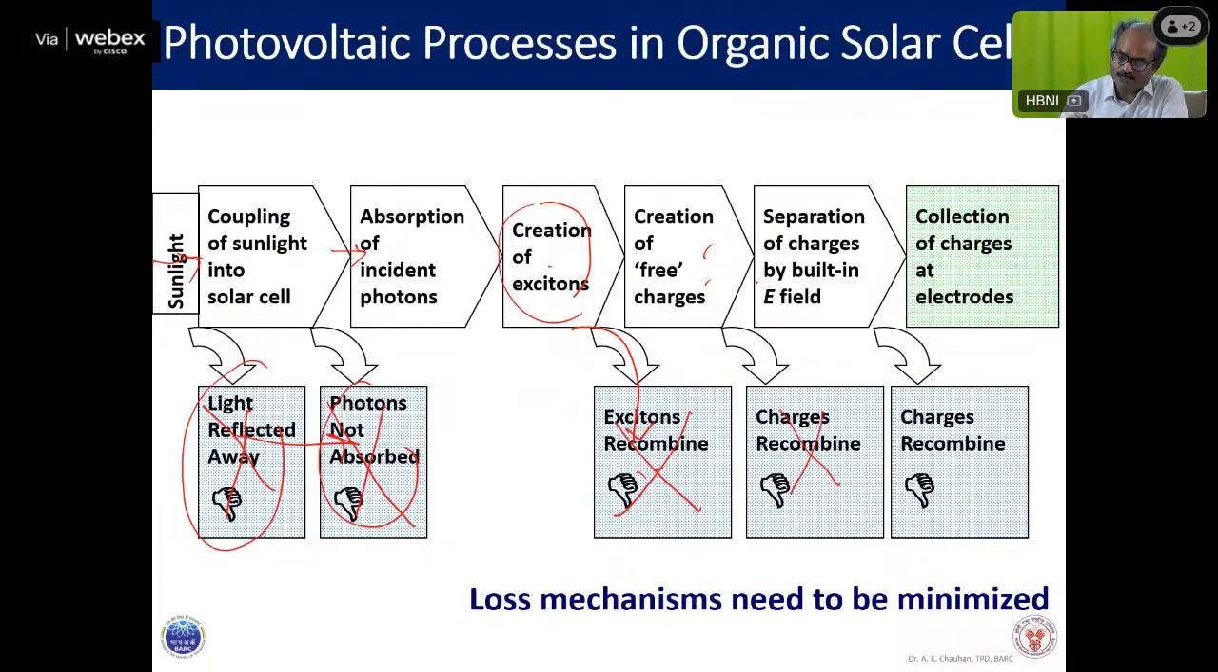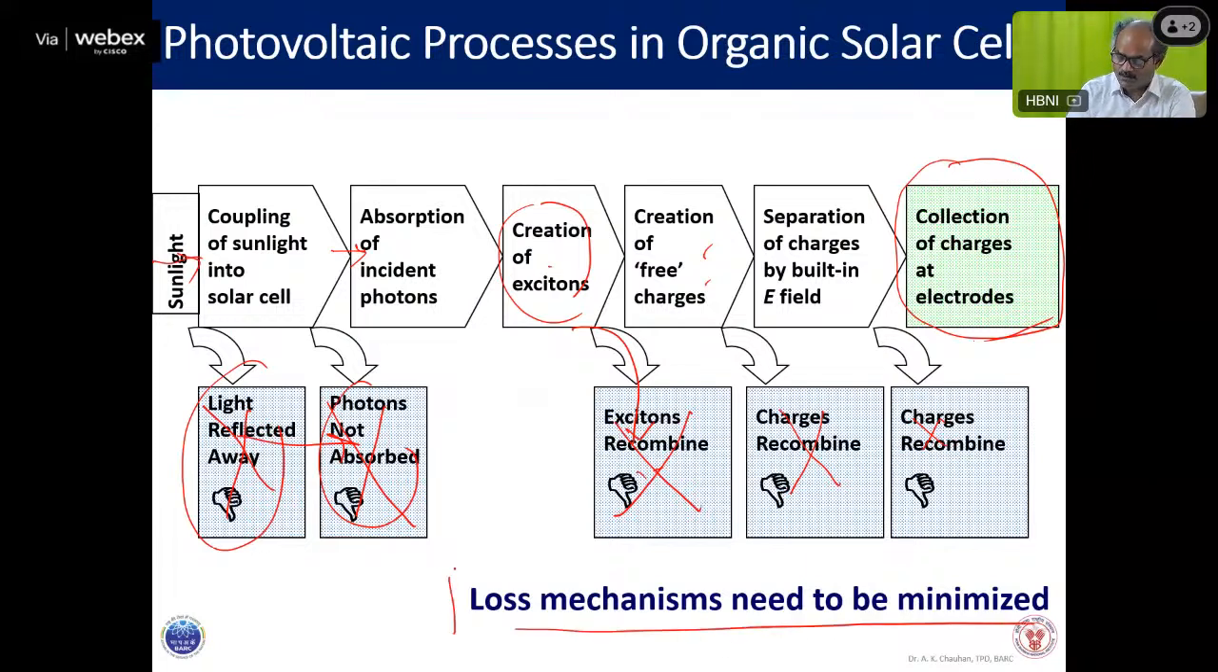And if you have separated those by building a field, and the charges still recombine, it may not be radiative recombination, but because of surface levels. There are many reasons why the charge can recombine there. So that is also a loss. And if they are finally collected at the electrodes, then we can say the purpose of the solar cell is completed. So all these loss mechanisms need to be minimized.